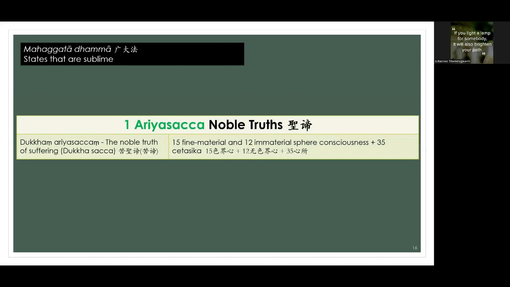Now, under Mahaggatā Dhamma, all dhammas are mundane. However, we don't get samudaya sacca. That is because we don't have any akusala dhamma here. We don't get lobha cetasika here. For that reason, we only get dukkha sacca. So everything that is classified under Mahaggatā Dhamma, the 15 rupavachara chitta, the 12 arupavachara chitta, and the 35 cetasika, all of these are classified under dukkha sacca.